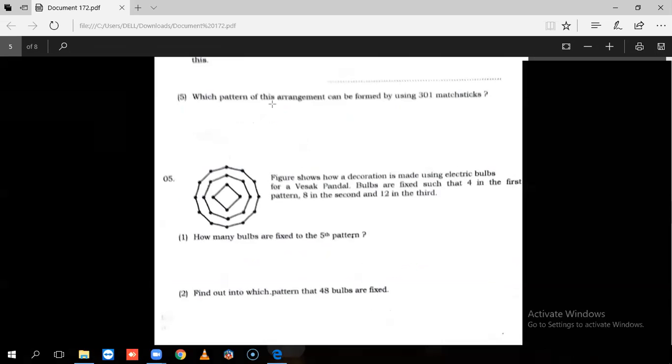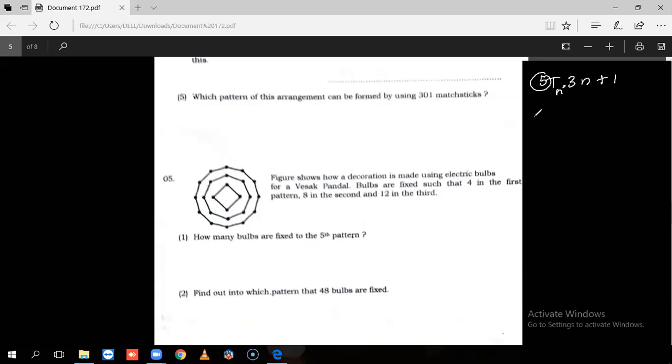Which pattern of this arrangement can be formed by using 301 matchsticks? What is the general term, children, if you have written it down? 3n plus 1, right? The fifth one, I haven't made. 3n plus 1 is the general term. They ask which pattern arrangement can be made with 301 matchsticks, that is, what is the pattern number, what is n.